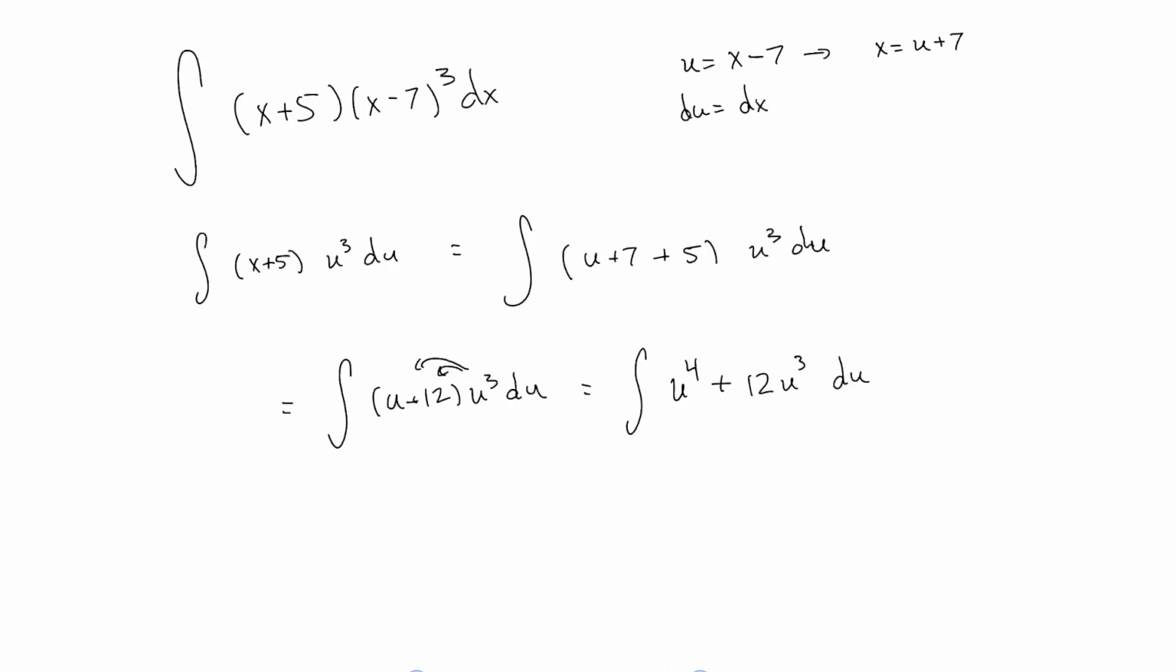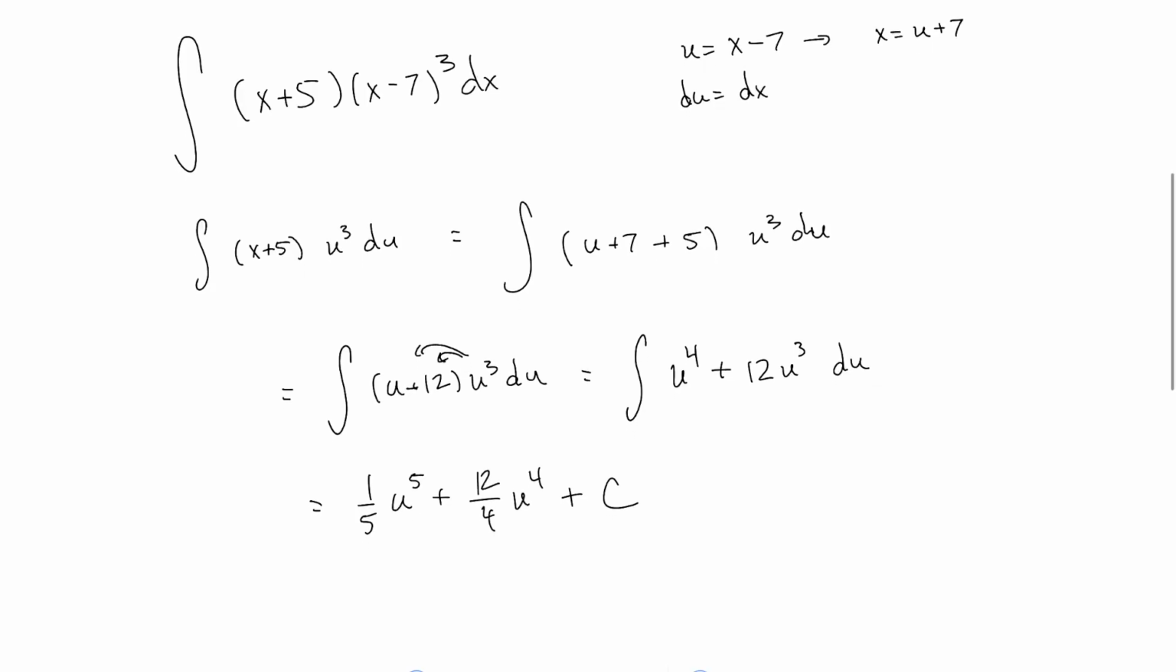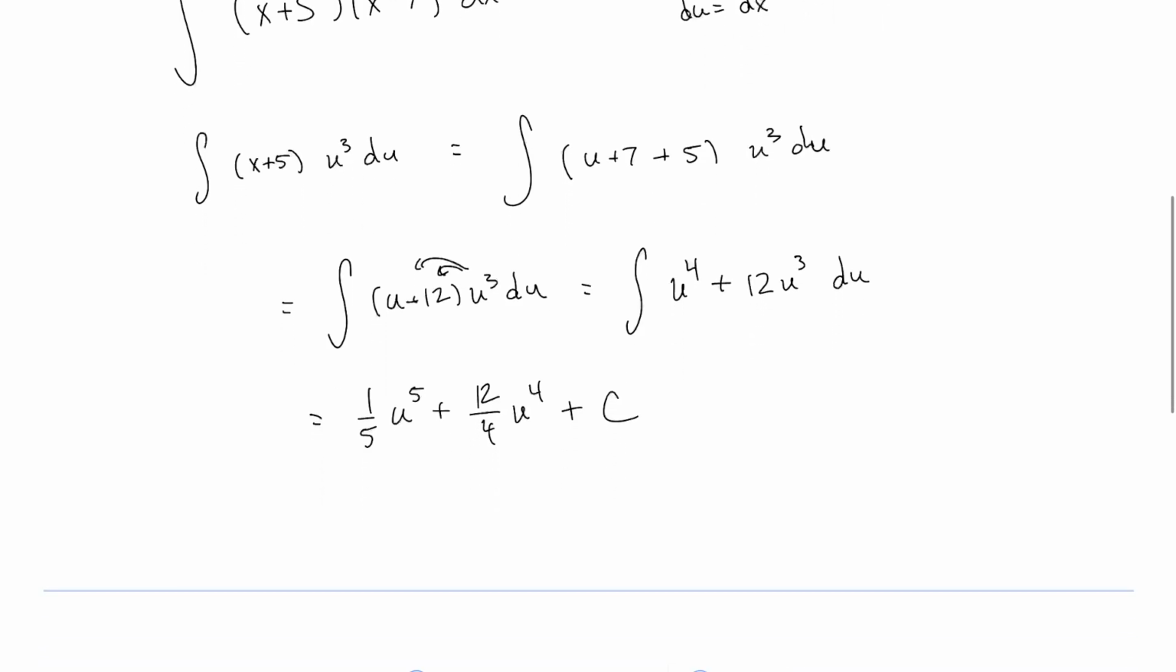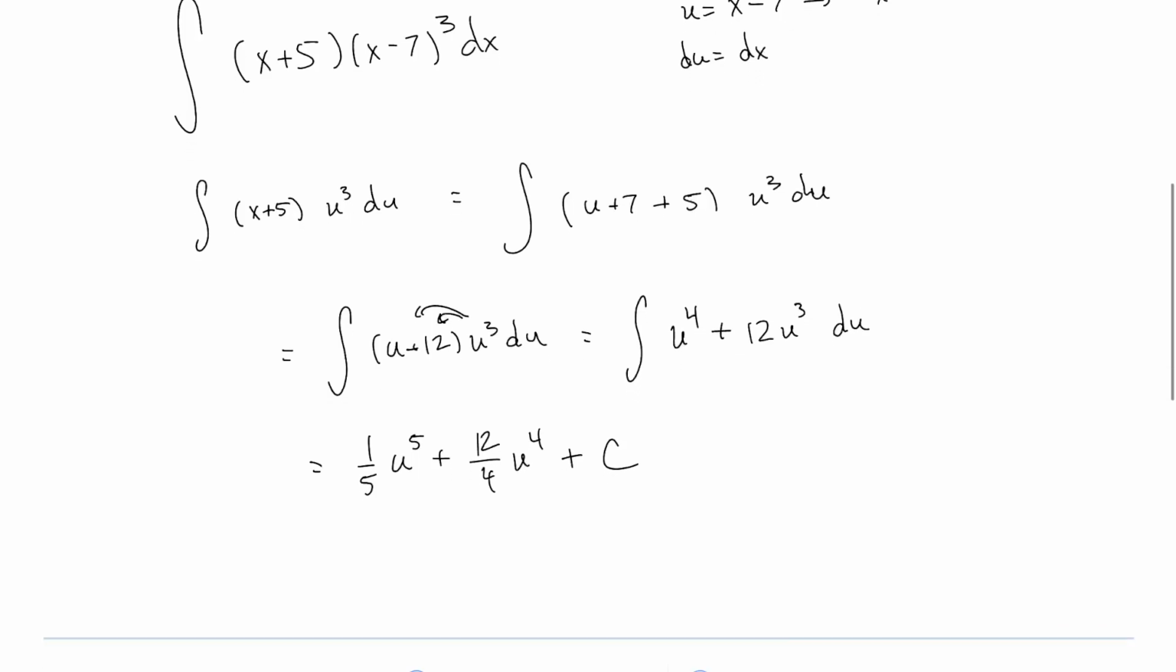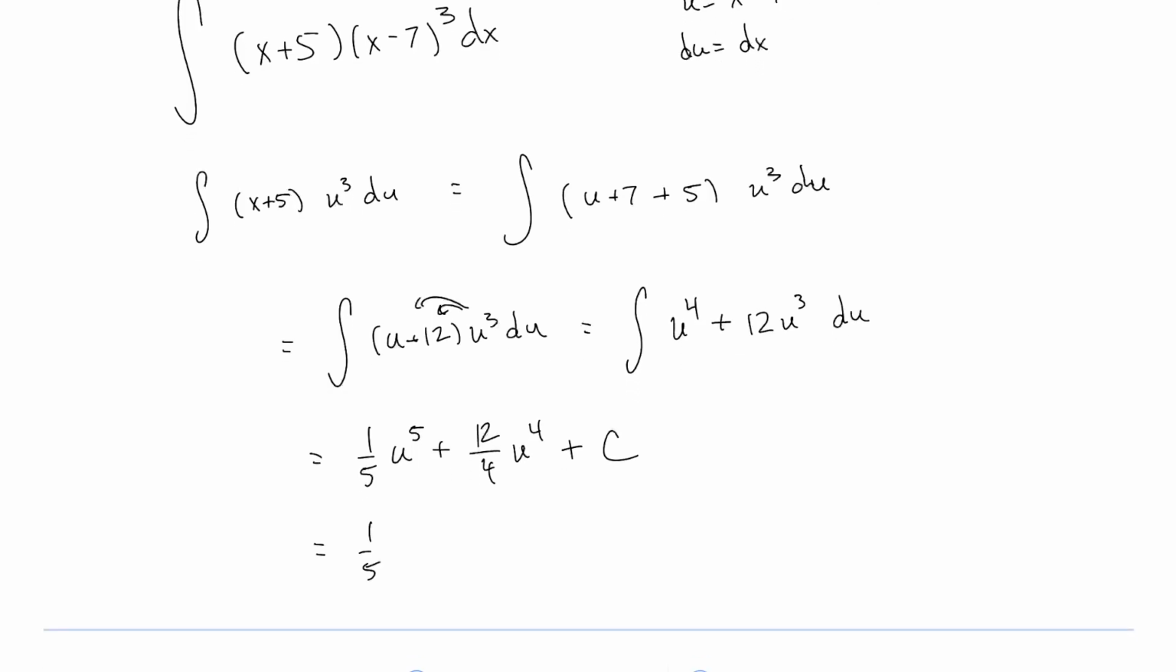You increase the powers by 1. So u to the 4 becomes u to the 5 and a 1/5. So this is 1/5 u to the 5 plus 12 over 4 u to the 4. And I don't want du anymore. I want the plus c. All right. And then you just plug the x's instead of u. So u is x minus 7, and then that'll be my final answer. 1/5 x minus 7 to the 5 plus 12 over 4 is 3, and then x minus 7 to the 4. That's that.